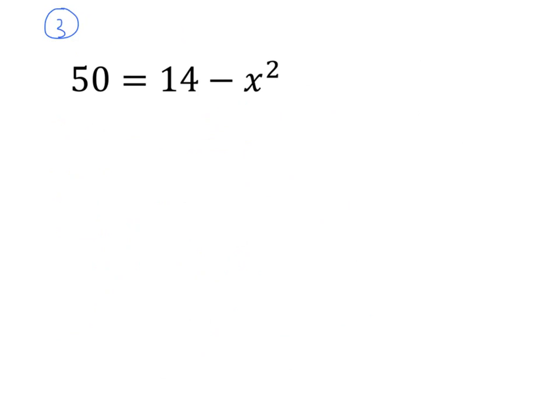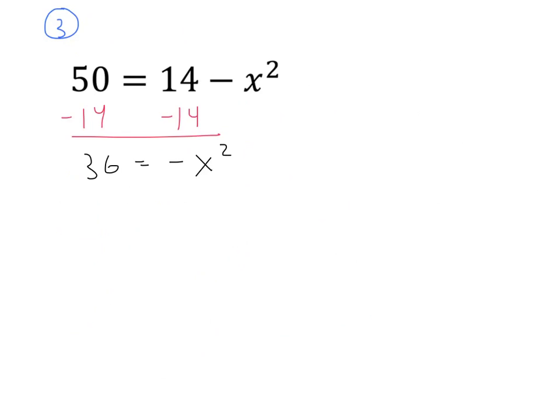All right, let's look at another one. We have 50 is equal to 14 minus x squared. Right? So let's isolate the x squared. So first thing I would do is subtract 14 from both sides. And 50 minus 14 is 36. So 36 equals negative x squared.